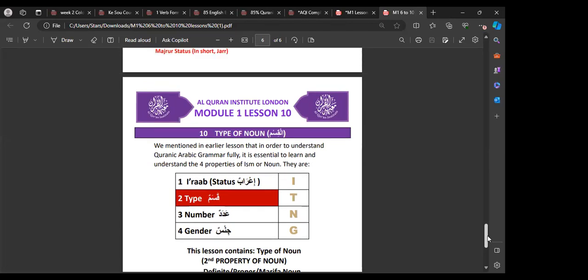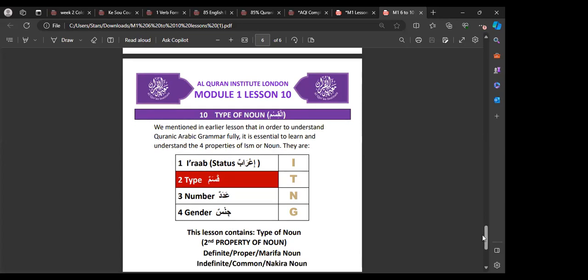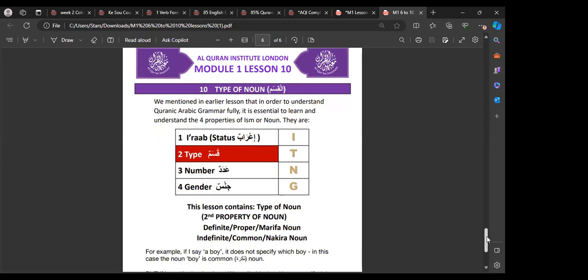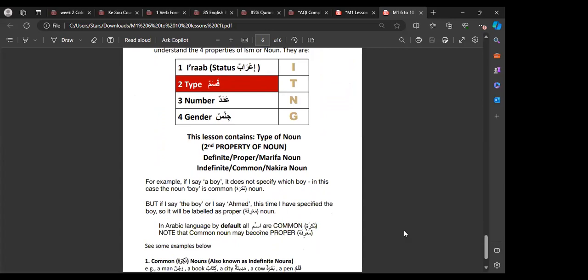Type of noun, al-ismu. We mentioned in an earlier lesson that in order to understand Quranic Arabic grammar fully, it is essential to learn and understand the 4 properties of ismun, or a noun, which are i'rab, type, number, and gender. This lesson is to do with the type, and we've covered this last week. But we're going to go over things many, many times, so that by the end of the module, you've heard and you've listened to it a million times, and you're happy with it. It's in your heart. It's comfortable.